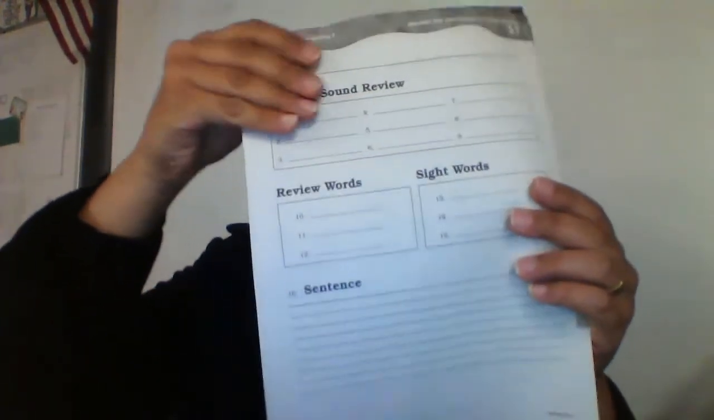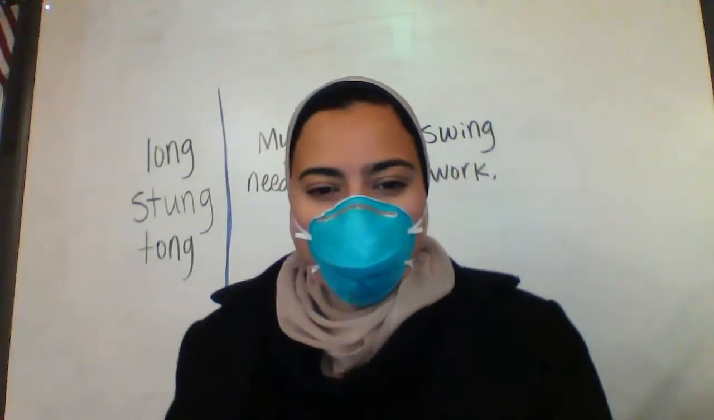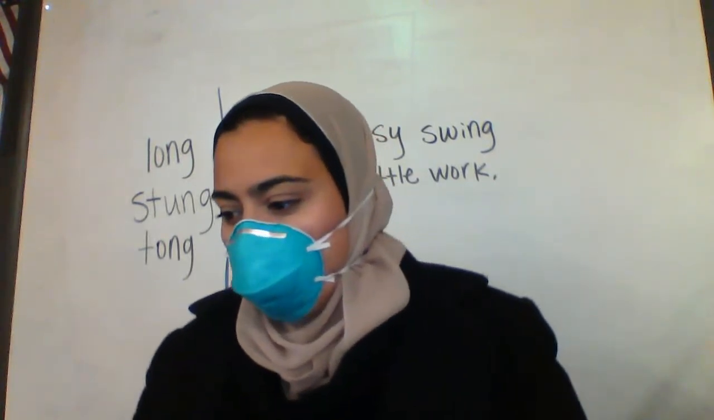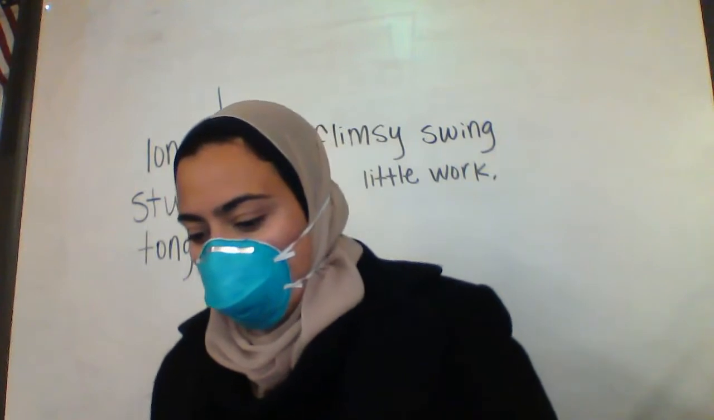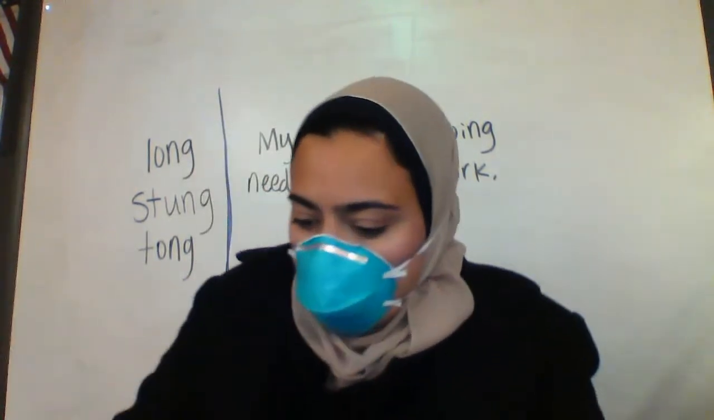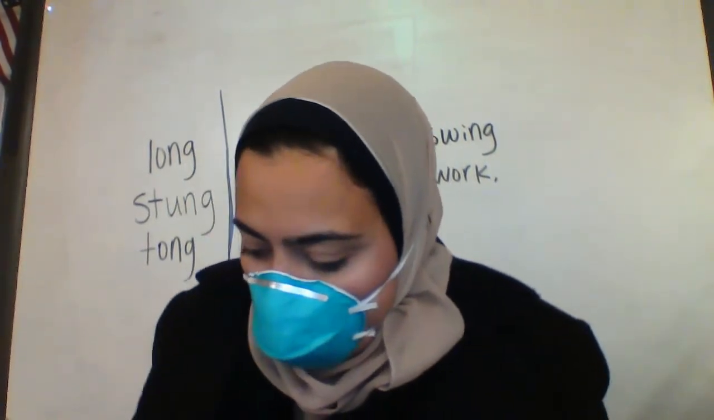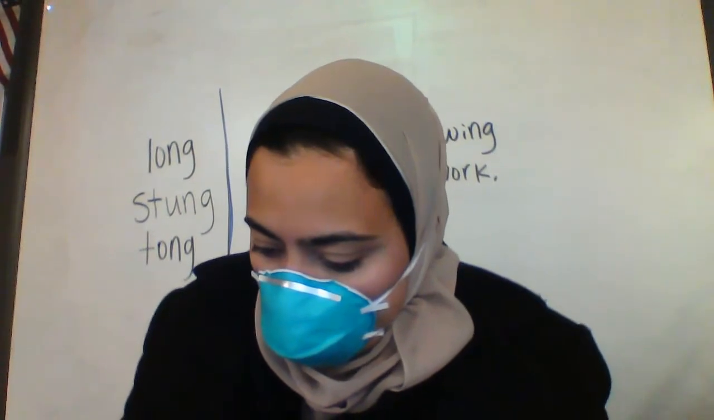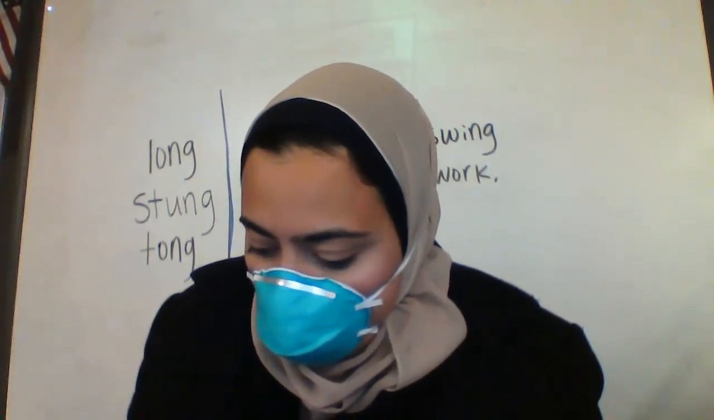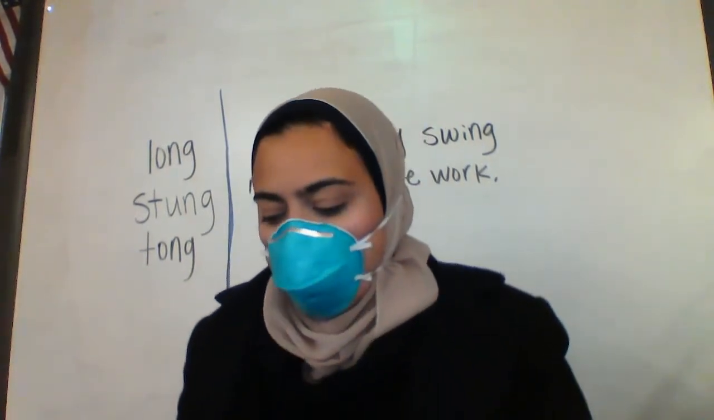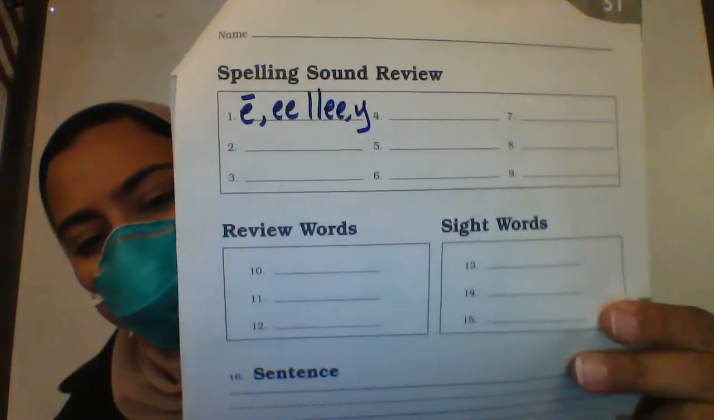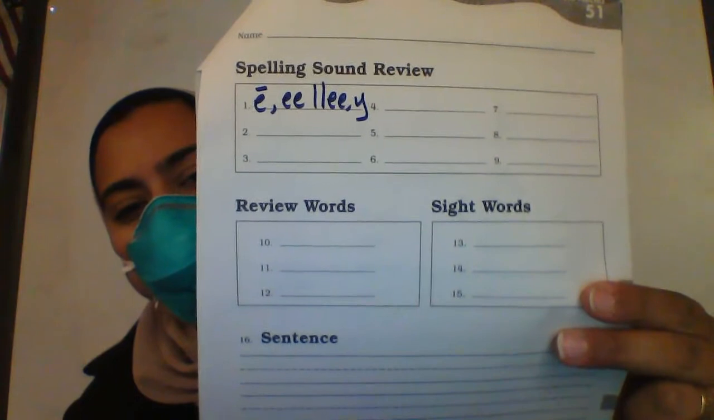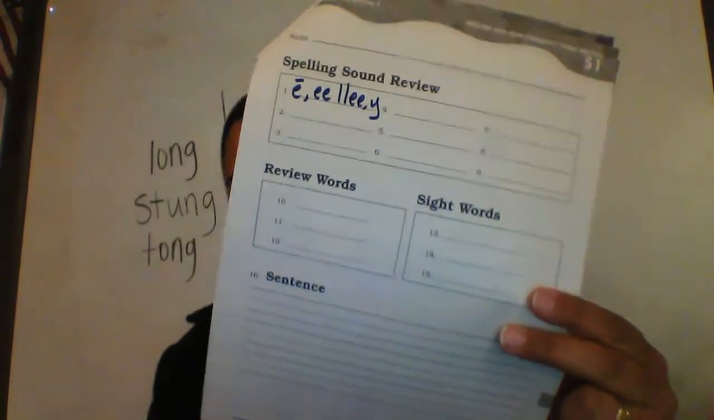All right, let's go ahead and take out our spelling high-frequency word practice 51. These are all stapled together. If you flip to the next paper, that's this page right here. Okay, so next to number one, I want you to write E with a macron, comma, EE, final EE, comma, Y.